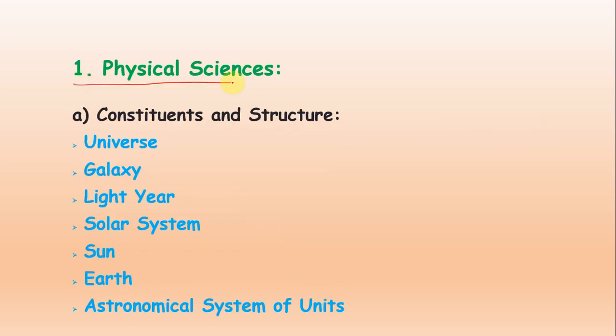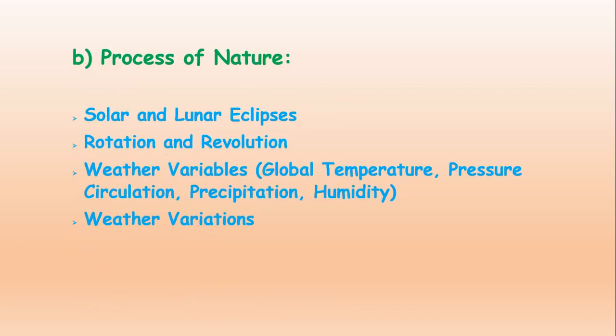Number 1 is the physical sciences. In physical sciences, A part is constituents and structure. In this portion, we will discuss universe, galaxy, light year, solar system, sun, earth, astronomical system of units. These are the headings under constituents and structure.